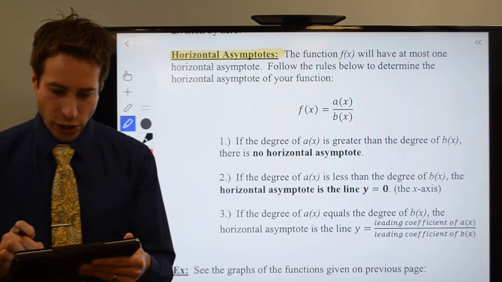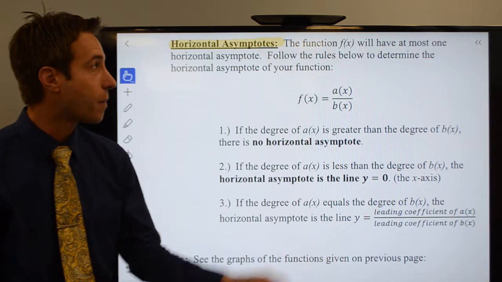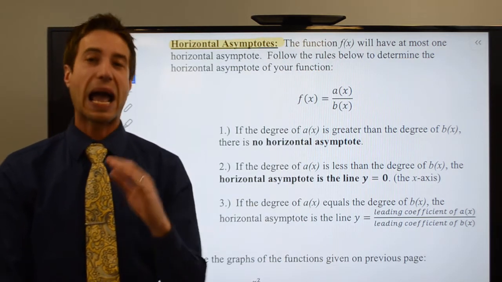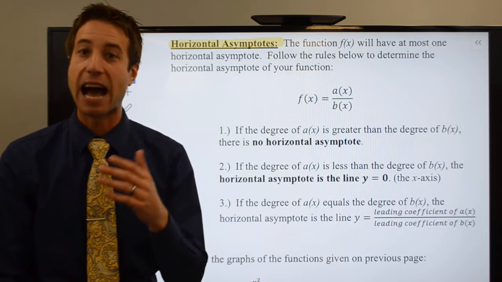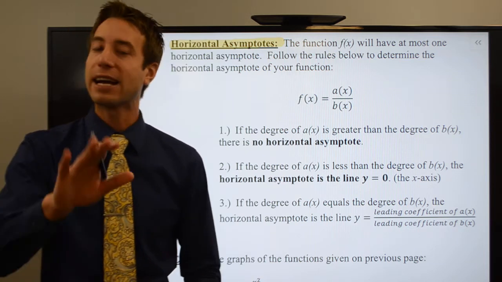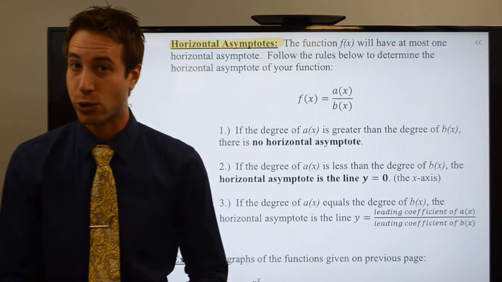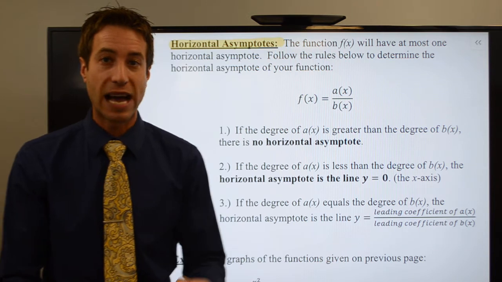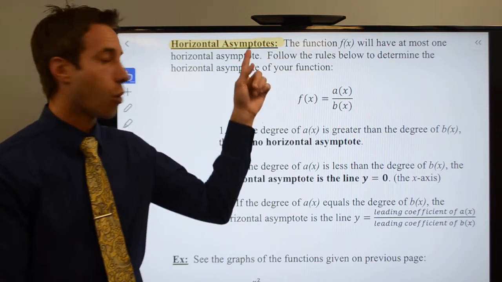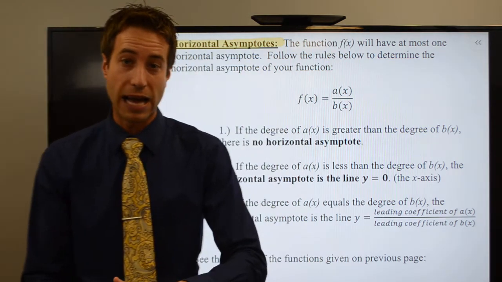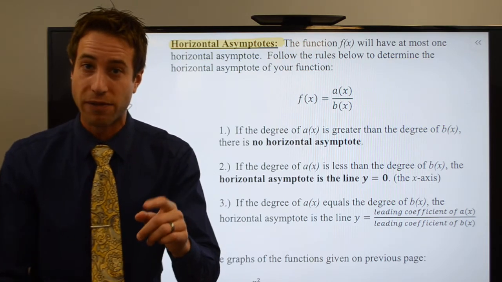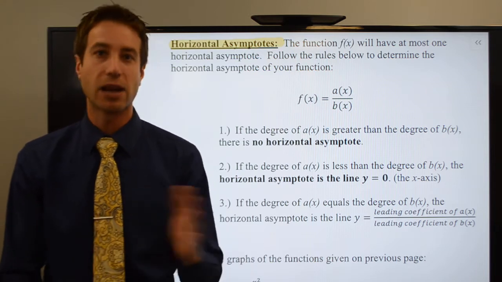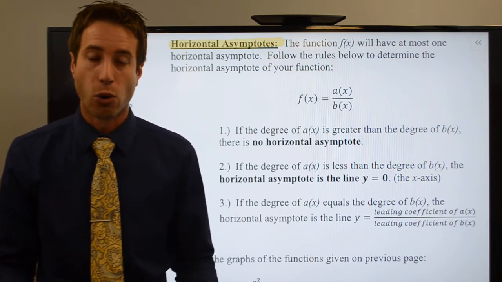A couple quick things for you here. First of all, the function will only have one horizontal asymptote at most. That is the most it can have. We'll actually see a couple of examples where that is not true for vertical asymptotes. It's possible to have more than one vertical asymptote, but not so for horizontal. If there's a horizontal asymptote, there will only be one of them. And there doesn't even have to be a horizontal asymptote. It is entirely possible for the graph to not have any horizontal asymptotes.